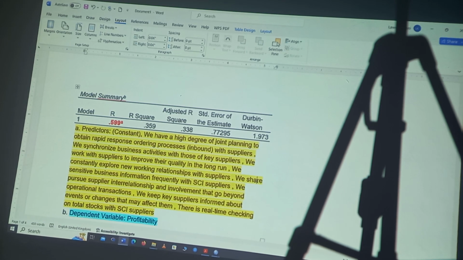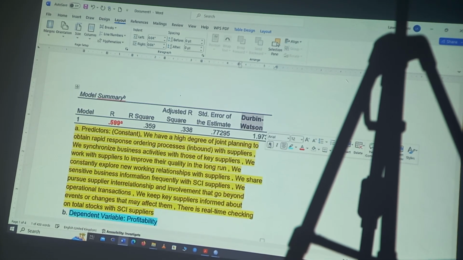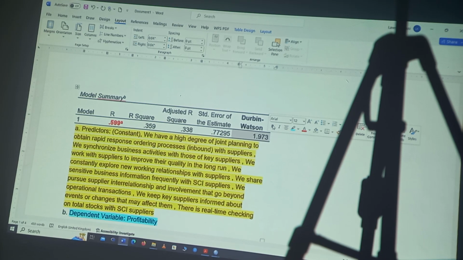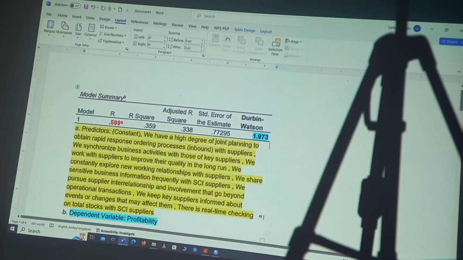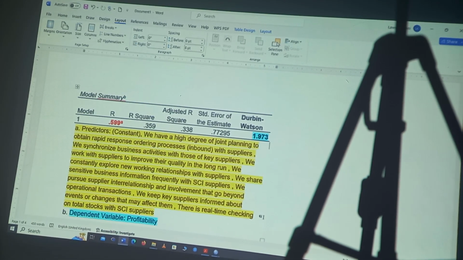But before we touch on that, we should have looked at the Durbin-Watson. I said the Durbin-Watson tests for what assumption? Autocorrelation. It will be 1.5 to 2.5. So what did we get here? 1.973. So it is within the range, right? So we conclude that there is no autocorrelation or serial correlation between the predictors and the dependent variable. So that assumption is satisfied.